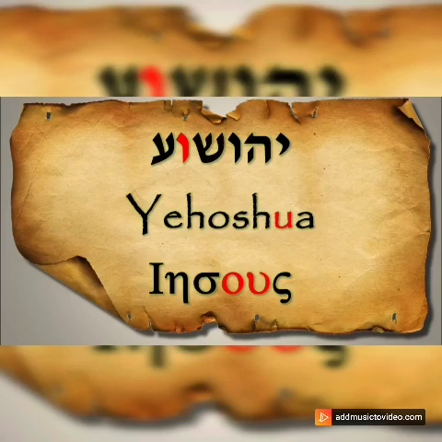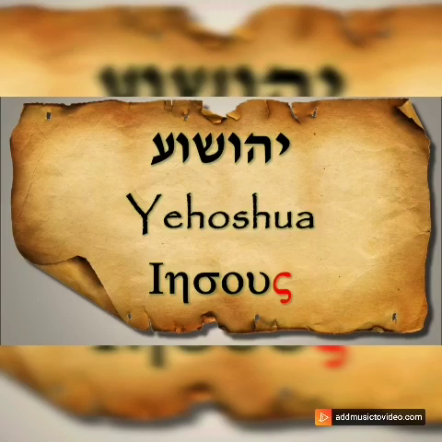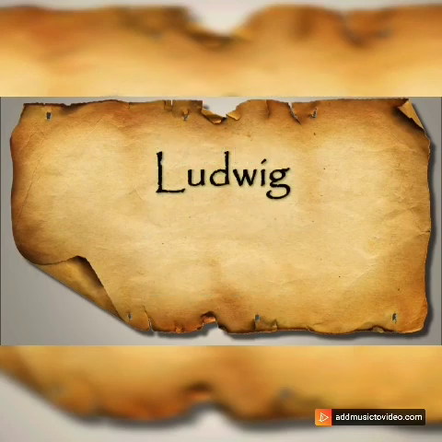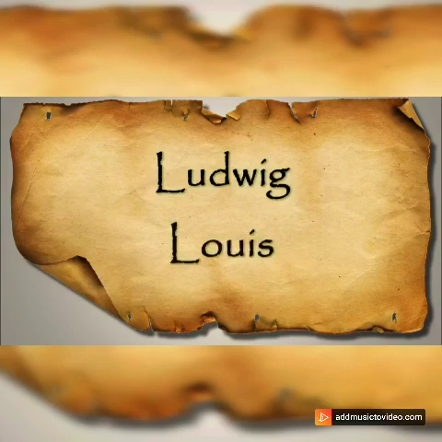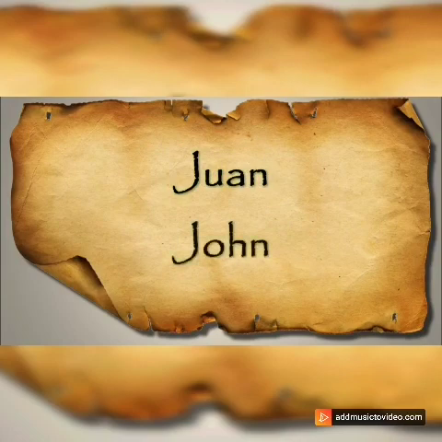Then, Greek male names end with S, so the S was added at the end. And this is how Yehoshua, the Hebrew name, became Iesous, the Greek name. It is common for names to shift and evolve when transferred from one culture to another. For instance, the German name Ludwig is Louis in France, and the Spanish name Juan is John in English-speaking countries.